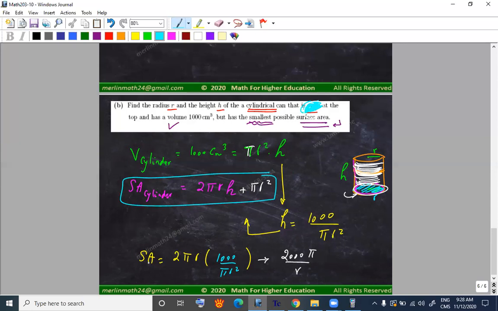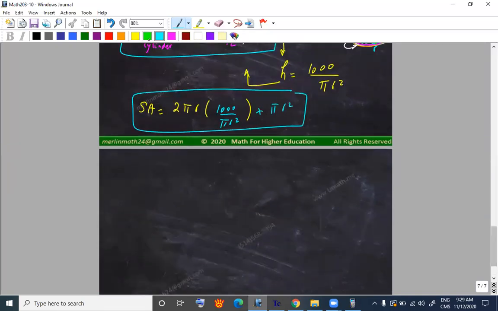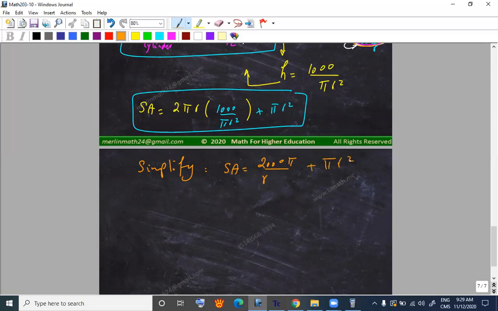Okay, so the surface area would be this. It's correct: 2 pi r, I replace h, plus pi r squared. This is my complete formula for the surface area. Now I want to simplify it before I derive. So simplify my surface area. I will get surface area equals, again, 2 times pi, r over r squared is one over r, plus pi r squared.